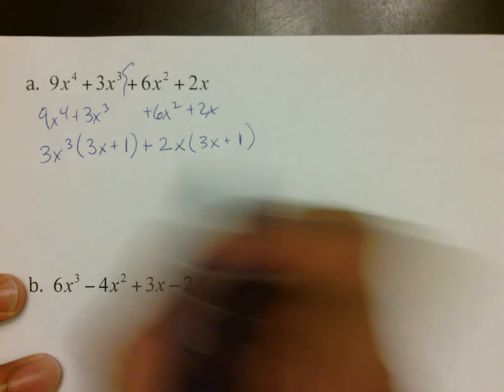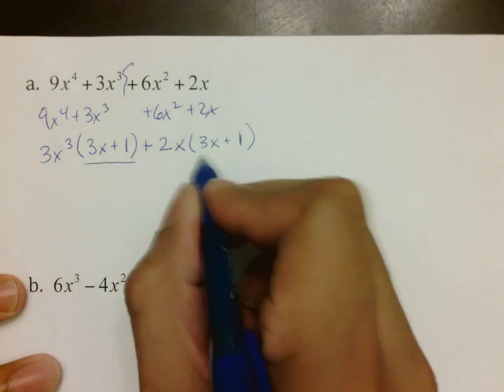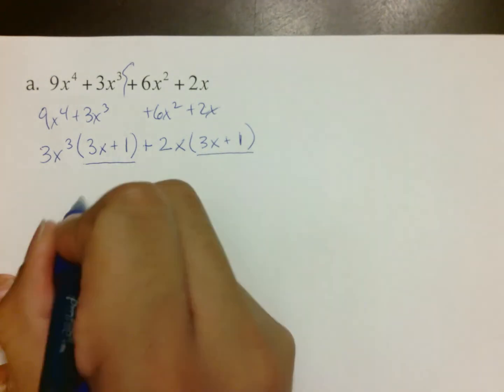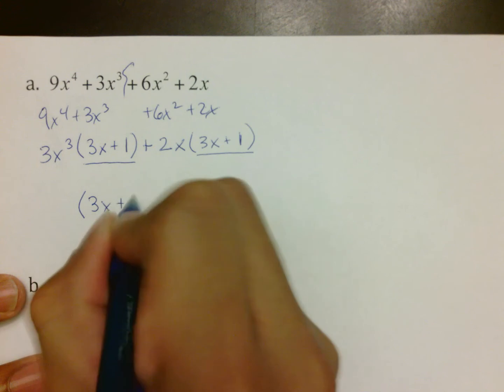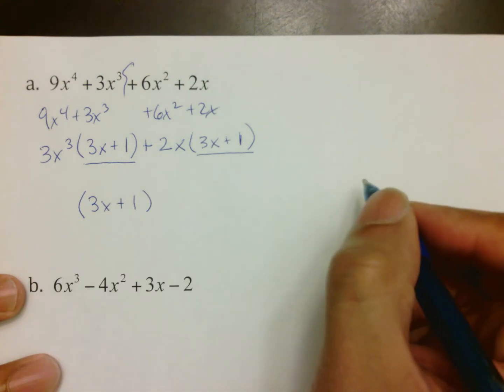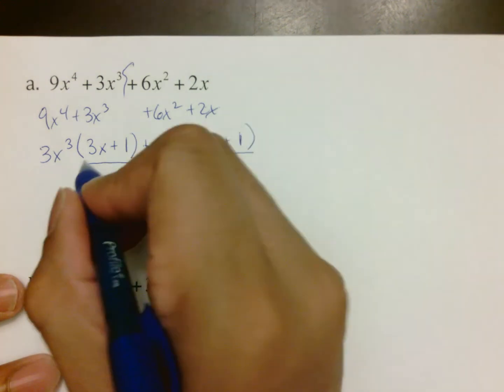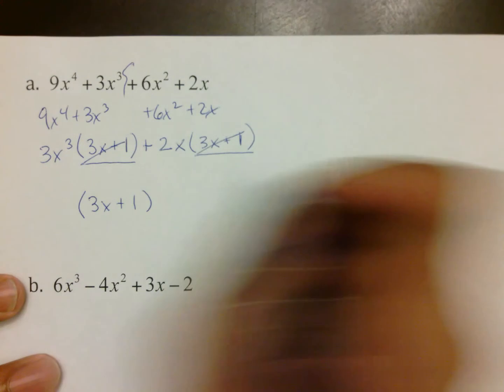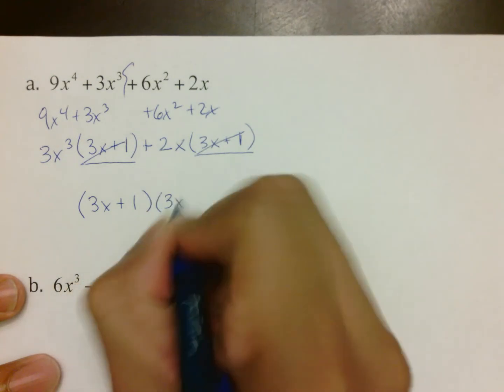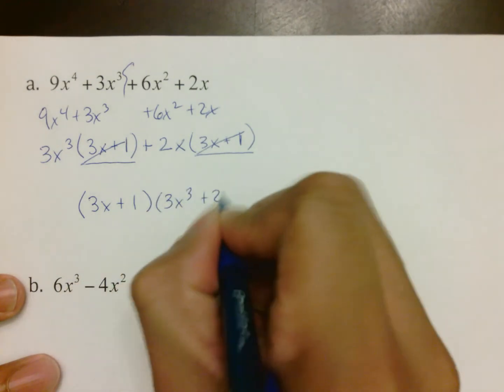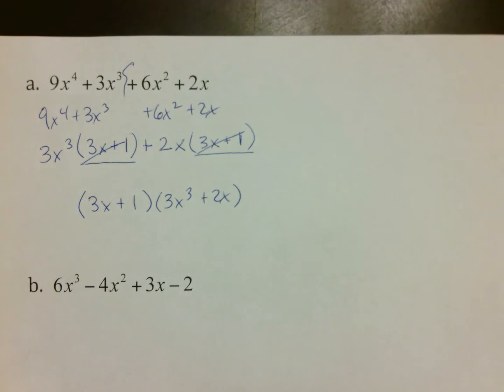So now what you have is your GCF is that. That is what they have in common, so that is what we're going to take off, 3x plus 1. And the part that's left over is everything that is not 3x plus 1, which is 3x to the 3rd plus 2x. And that is a full factoring by grouping. So again, once you get the same thing in both parentheses, you simply take that part off and write everything else there.